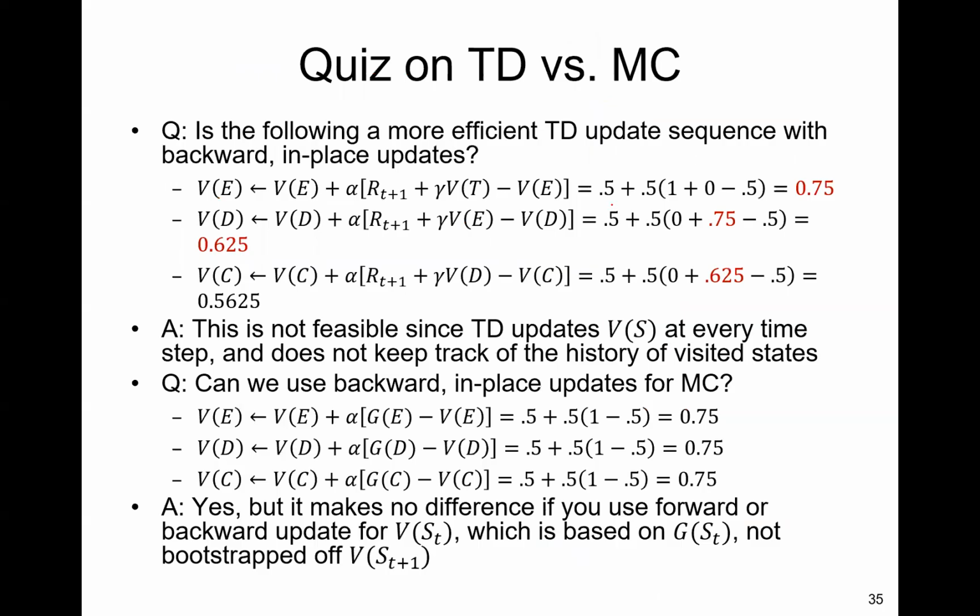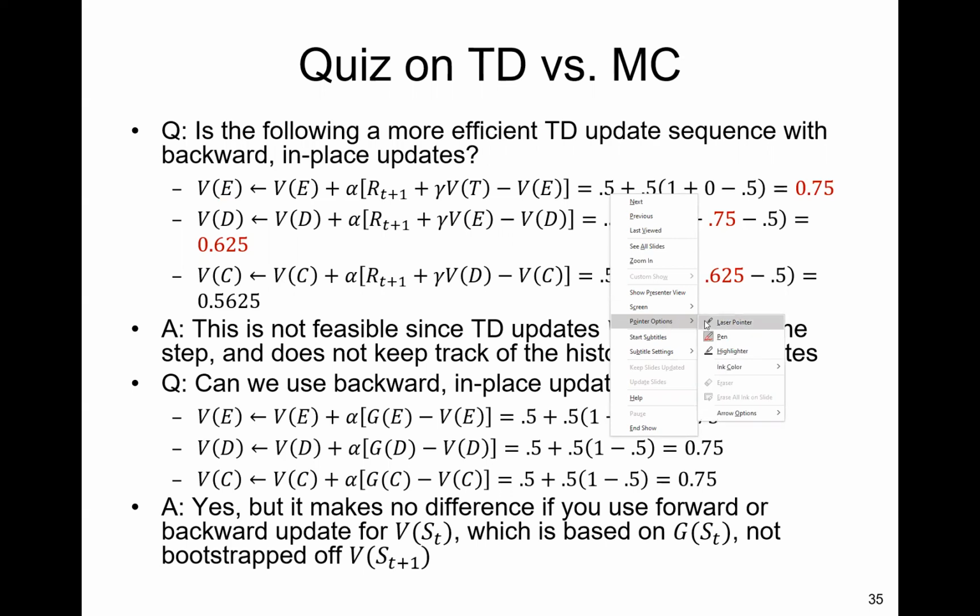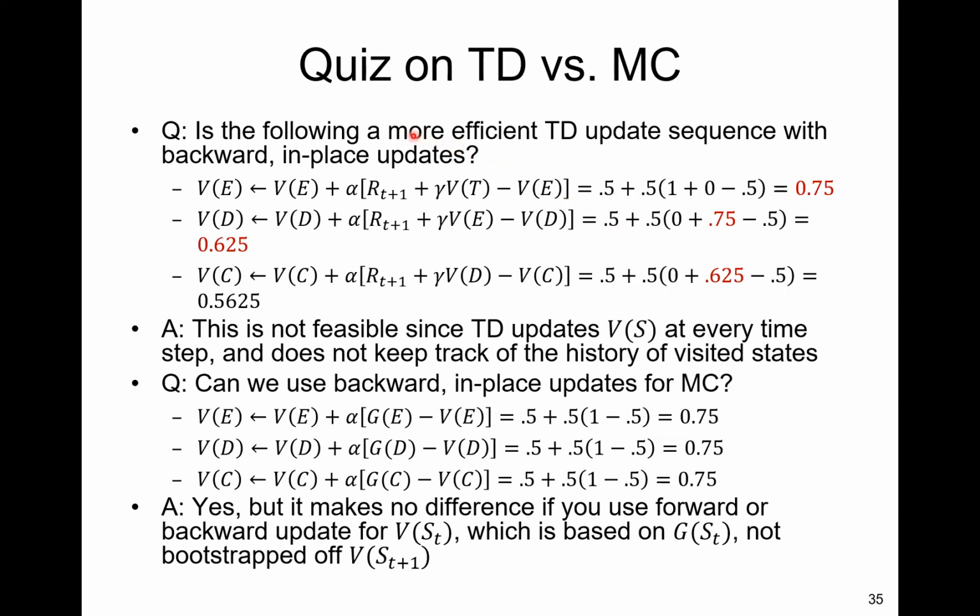So here's the quiz. Is the following a more efficient TD update sequence with backward in-place updates? So you update V(E) first to be 0.75, and then you use the value of V(E) to update V(D), kind of in-place update, to get 0.625. And then you use the 0.625 to update V(C) to get 0.56. So it looks pretty good, right?